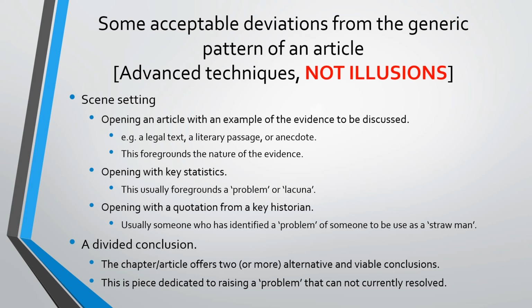If we look at the other end of a piece of academic writing, we find something that's another deviation from the generic pattern of the article, but this is one that's most common in what we might call harder social sciences like economics or sociology, where we say, look, effectively there's a divided conclusion. Now, normally we say of academic writing that it's a terrible sin to not give a clear conclusion, but particularly with a data-heavy piece of writing, you might find that there are two equally valid conclusions that could be reached by interpreting that data in one of two accepted ways.